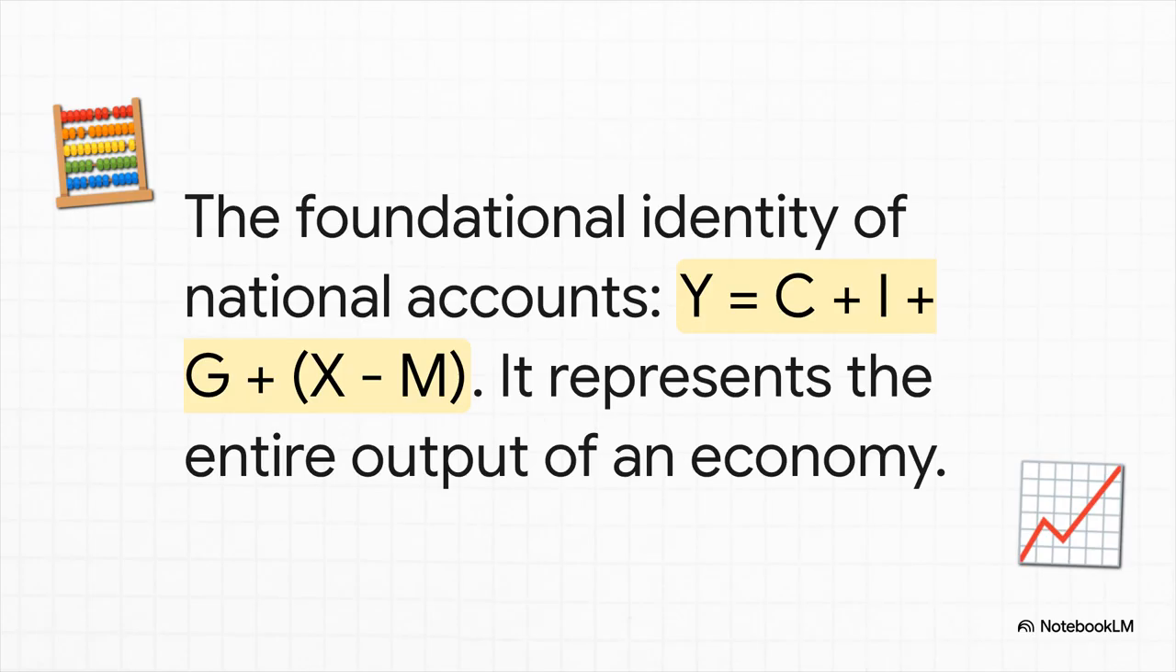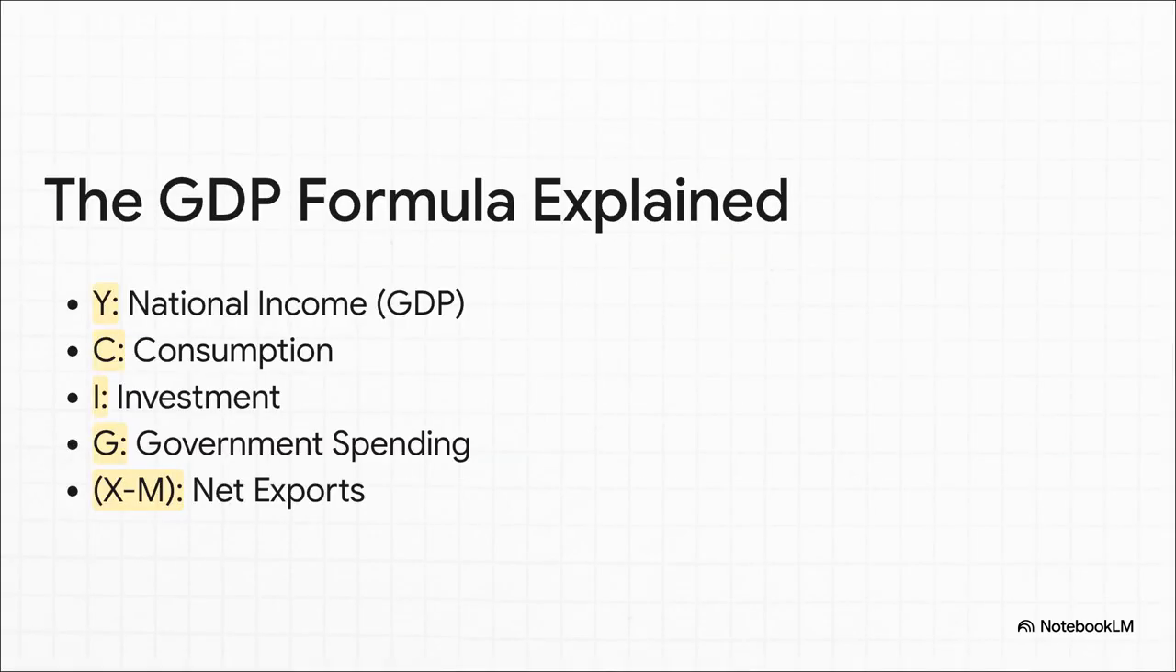Now, you might recognize this. It's the formula for gross domestic product, or GDP. In one clean line of algebra, it captures the entire economic output of a nation. And this system breaks it down so neatly. Y is the total national income, and it's made up of C for consumption, that's you and me buying stuff. I is for investment, which is businesses spending money. G is government spending, and that last bit, X minus M, is just net exports, so everything we sell to other countries minus what we buy from them. Every single dollar, pound, or yen spent in an economy fits into one of these buckets.